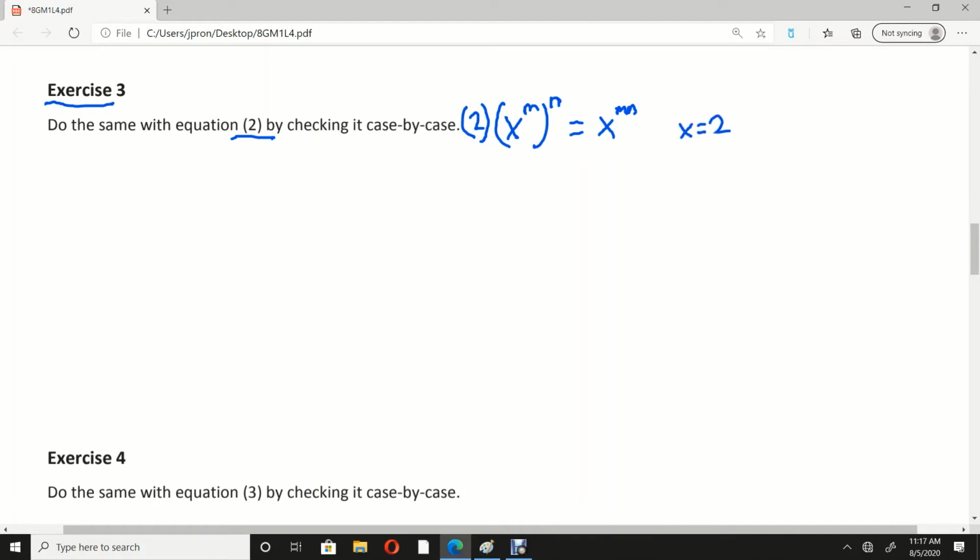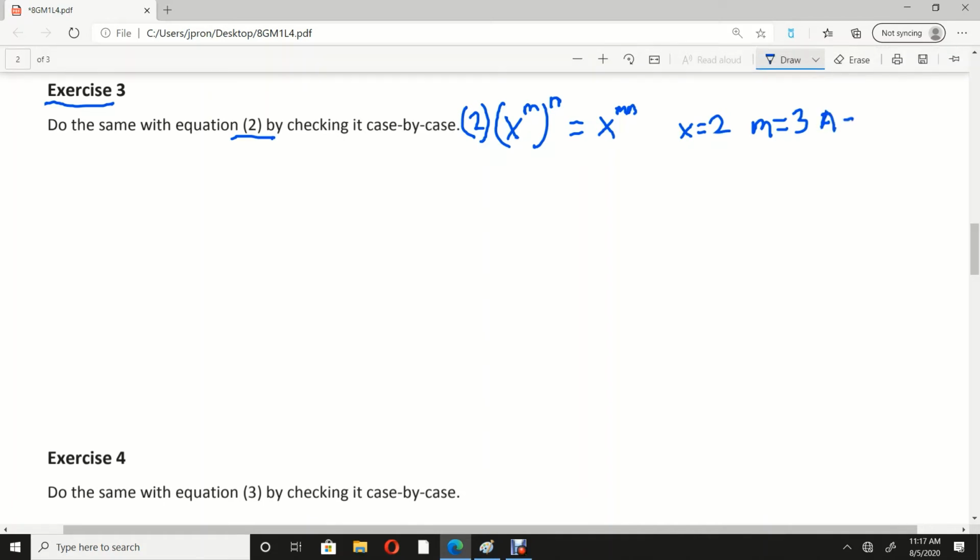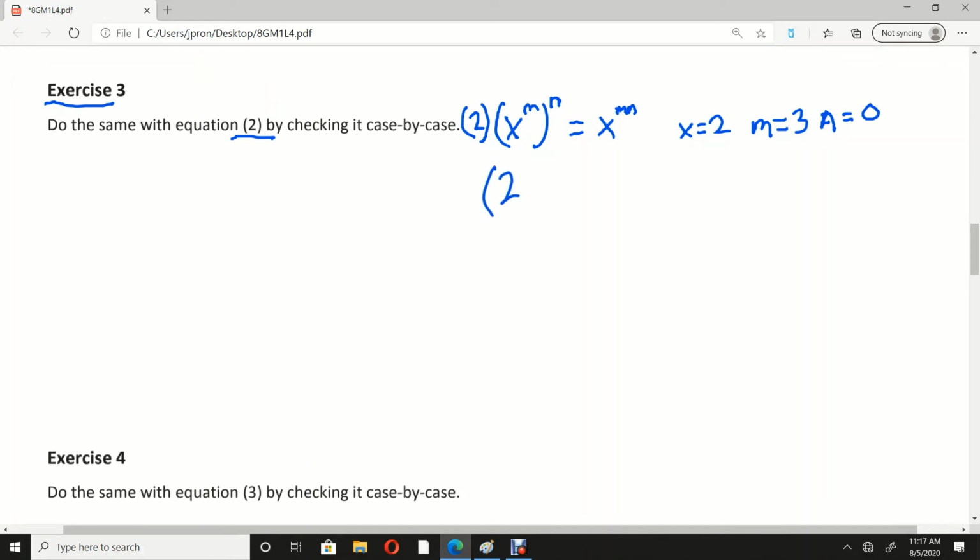For this first example, we'll make n equals 0. So we'll have m as, I don't know, let's say m to the third power. And we'll have n equals 0. All right, so in this first example, we'll replace x with 2, m with 3, so 2 to the third power, and n with 0, n to the 0th power.